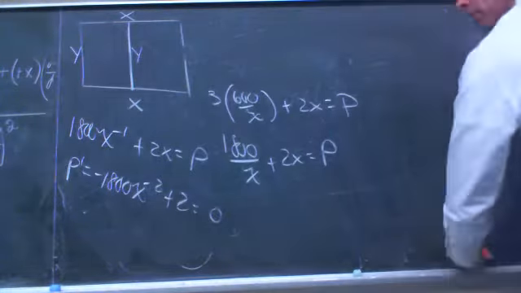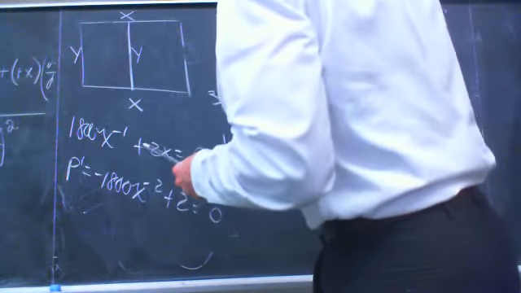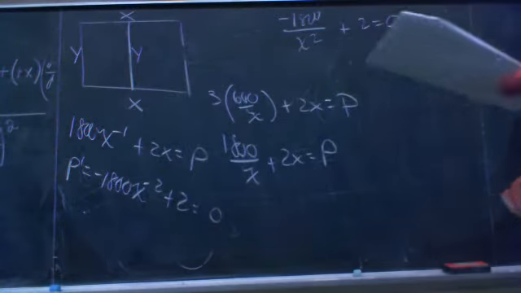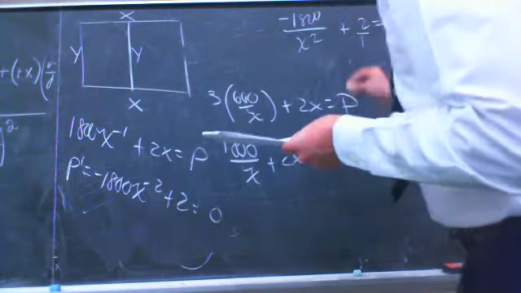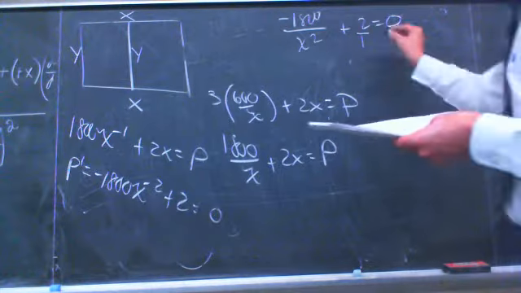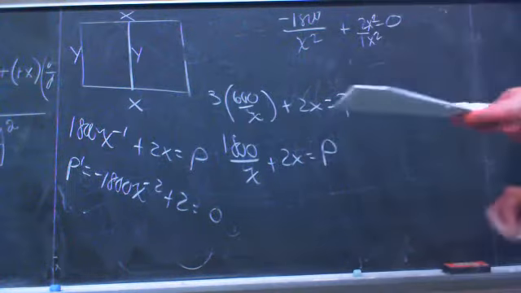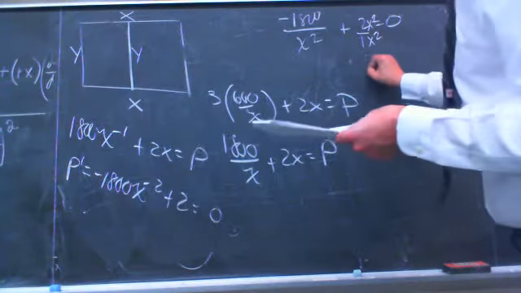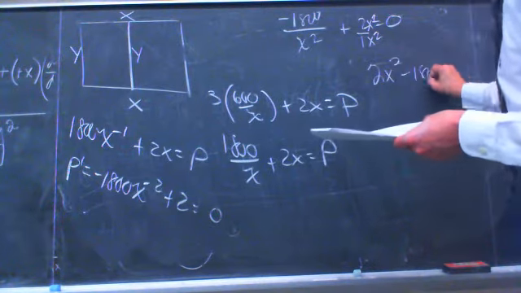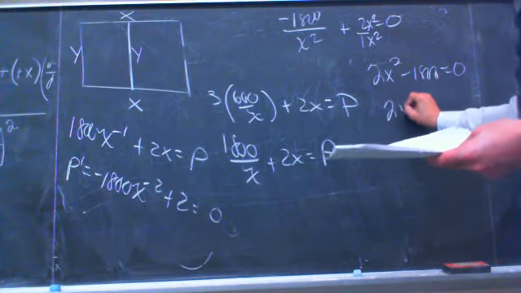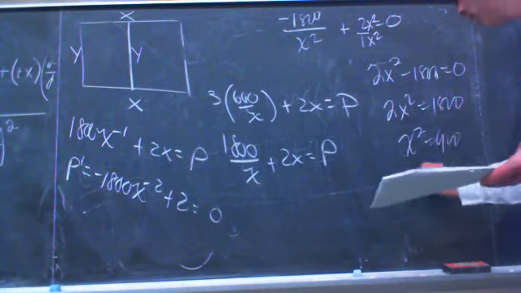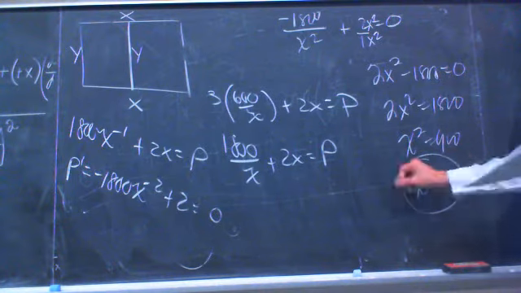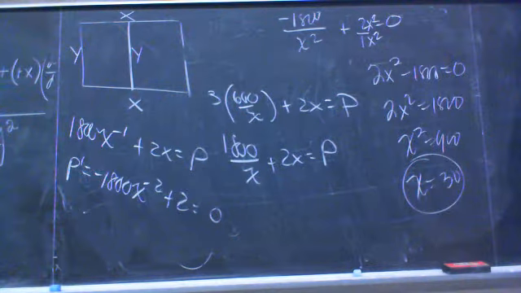So then I'm going to have negative 1800 over x squared, correct? Plus 2. Put this over what? Times this by x squared over what? So now I'm going to have 2x squared minus 1800 equals 0. 2x squared equals 1800. x squared equals 900. And x equals 30 as the square root of that.